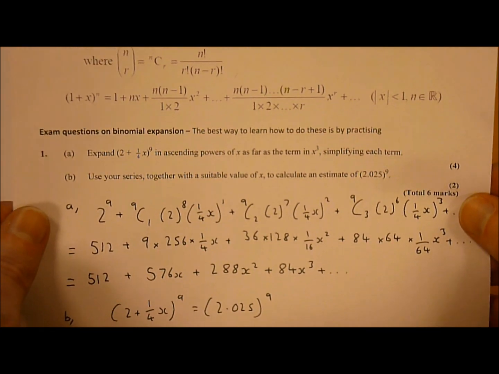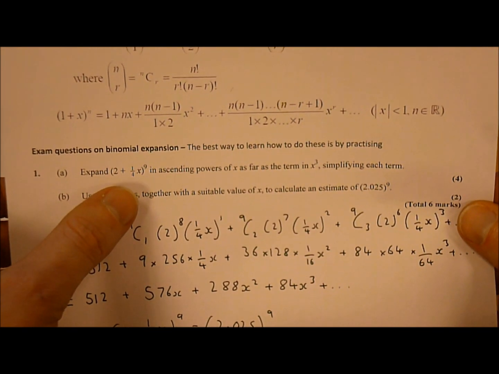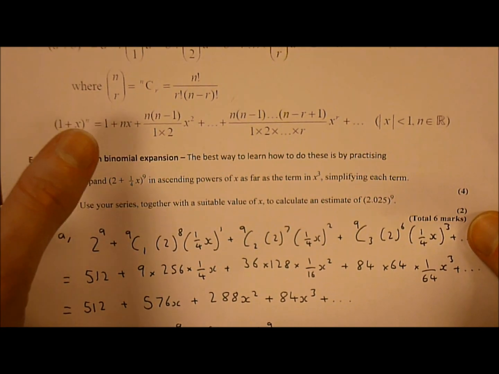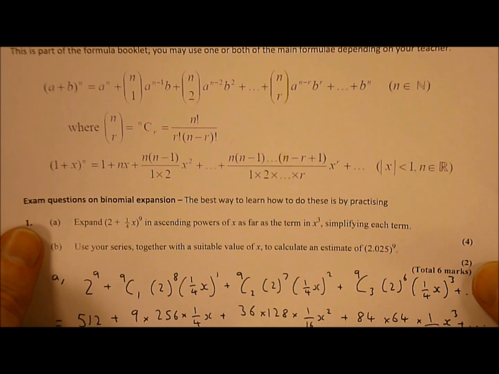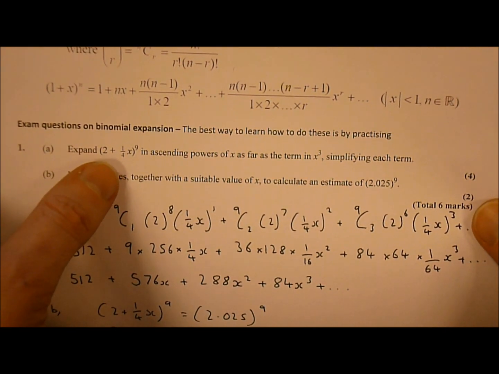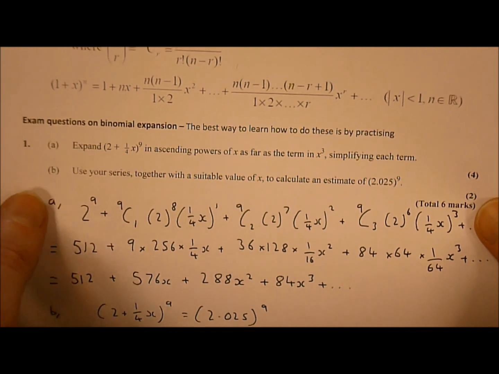Okay, I've just picked 2 quite basic but quite common binomial expansion questions. So the first one, we're given this 2 plus a quarter x to the power 9. So we've just got to expand that. So I'm using the first formula at the top, but I actually think about it slightly differently. I think about it as 2 things. I've got 2 as one thing and a quarter x as another thing.